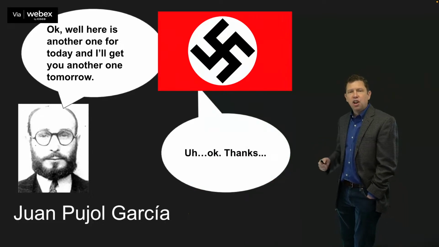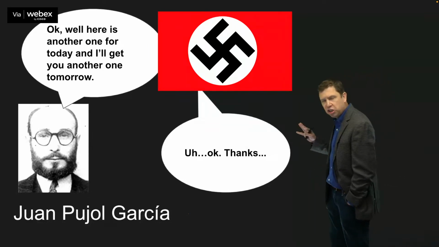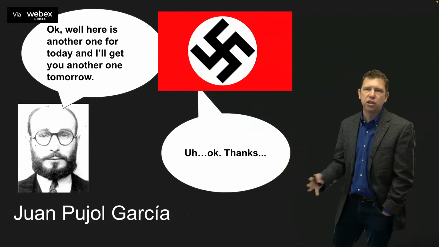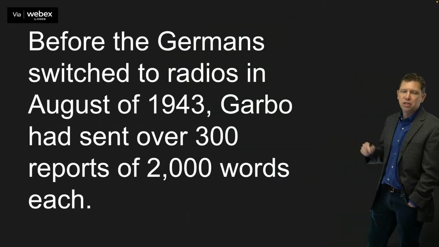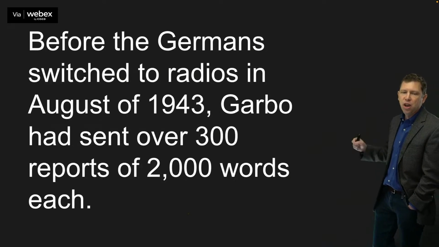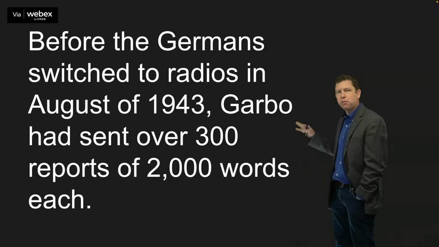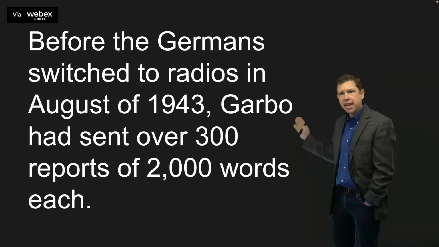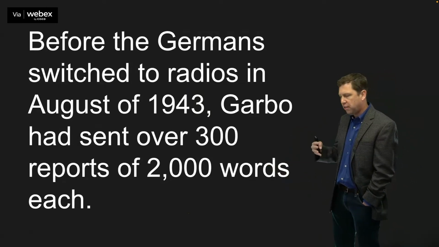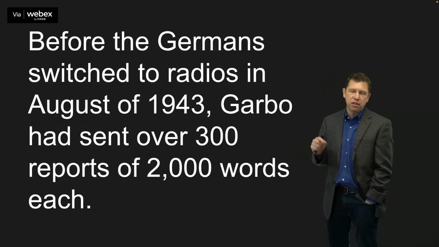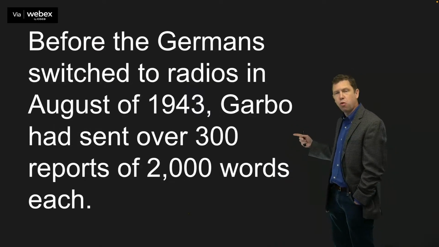Okay, thanks. Garbo was sending so much information that the goal was just to flood the Nazis with so much information that they couldn't even process it all. So before the Germans switched to radios in August of 1943, Garbo had sent over 300 reports of 200 words each. And keep in mind, these are supposedly coming from 27 different agents, but he's just making stuff up at first. And then when the UK gets involved, they're actually being careful of what they send to convey certain messages. But that is a huge amount of information, particularly coming from one person.